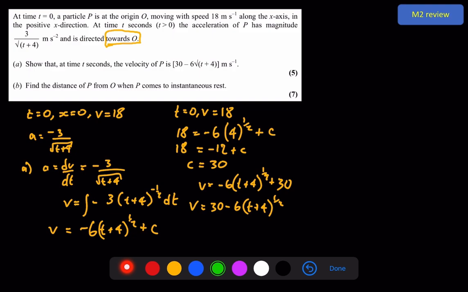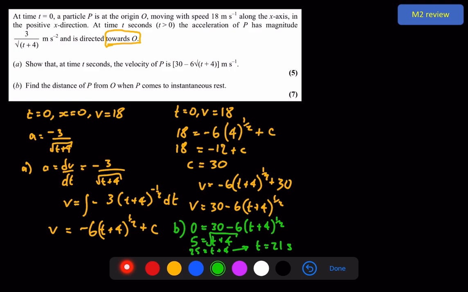Okay, instantaneous rest happens when v is equal to 0, so I'll do that first. Let's find out when this happens. So we've got 30 divided by the 6 is 5, is equal to the square root of t plus 4, so 25 is equal to t plus 4, so this happens at t is equal to 21 seconds.